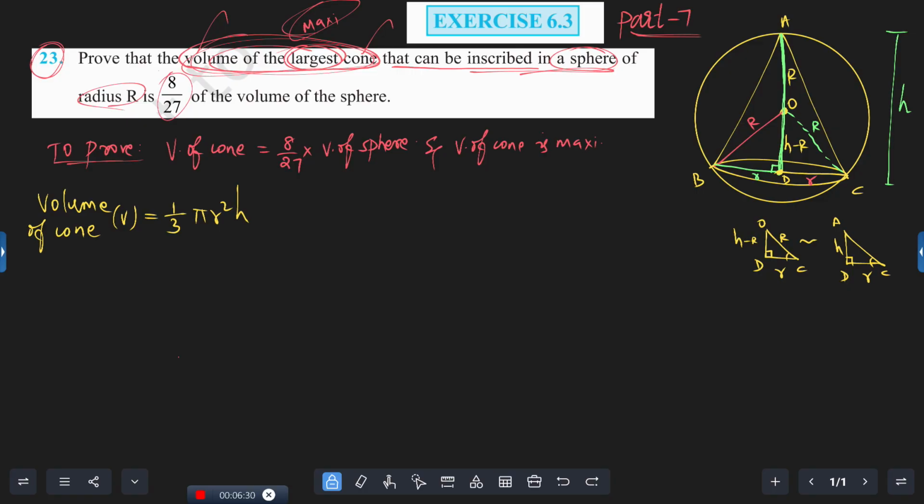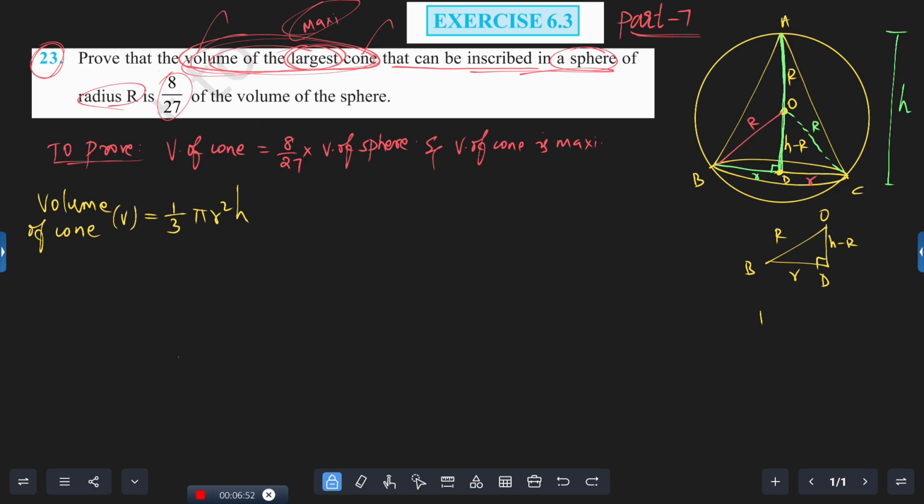Okay, with the help of this, you will be getting a similar triangle. You can use similar triangles, or you can use Pythagoras. Which is better? Similar or Pythagoras? If you feel Pythagoras is better, then take Pythagoras. Now you take this triangle OBD, with H minus R. This is the radius.